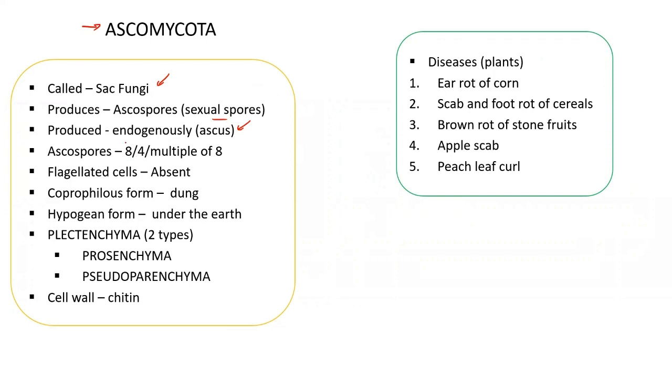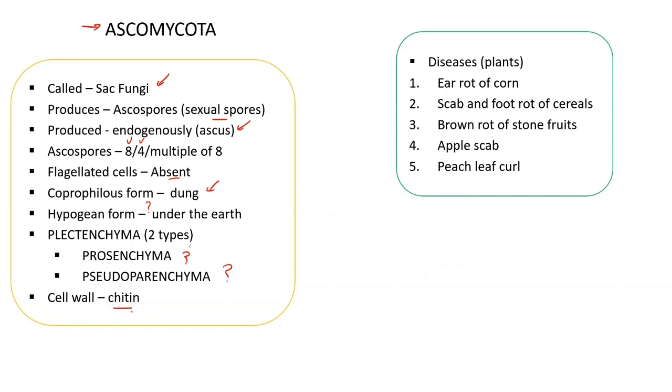Then how many ascospores are formed in an ascus, like 8, 4, or multiple of 8? Flagellated cells are altogether absent in the case of Ascomycota. Then what are coprophilous fungi, which grow on dung? Then which is the hypogeous form? Then what are the two types of plectenchyma, like prosenchyma? What is prosenchyma? And then what is pseudoparenchyma? So you should be knowing these terms.